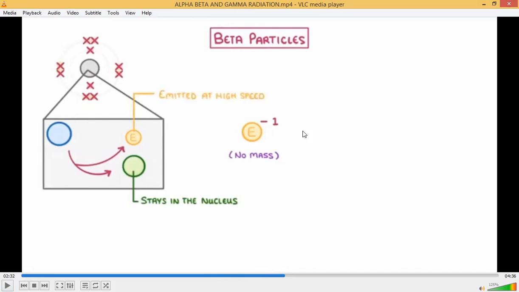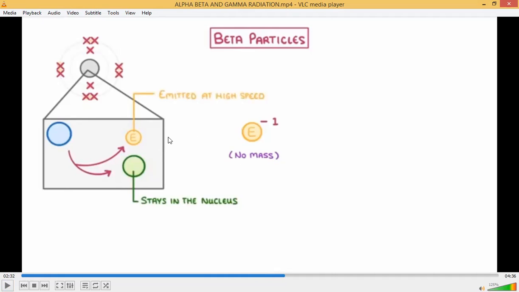What you need to know is this: electrons, that's beta particles. Number one, they are emitted at high speed. That's because they travel around the nucleus of an atom. They go around the atom itself. That's what you should know. Number two, it has no mass.